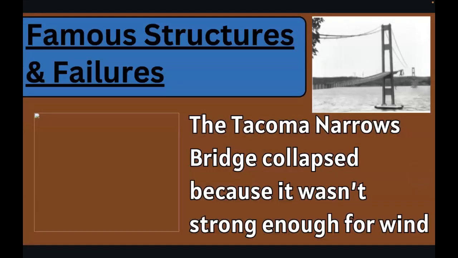Really quickly though, I want to go into, oh, it looks like this photo isn't showing up, but I do want to go into some famous structures and failures because engineers are constantly learning about mistakes. So one famous example of a failure is the Tacoma Narrows Bridge. This bridge basically collapsed because it wasn't strong enough to hold wind. It wasn't strong enough to resist that. And you can kind of understand that. I mean, this is incredibly narrow. It's not heavy enough to resist the force of wind, right?